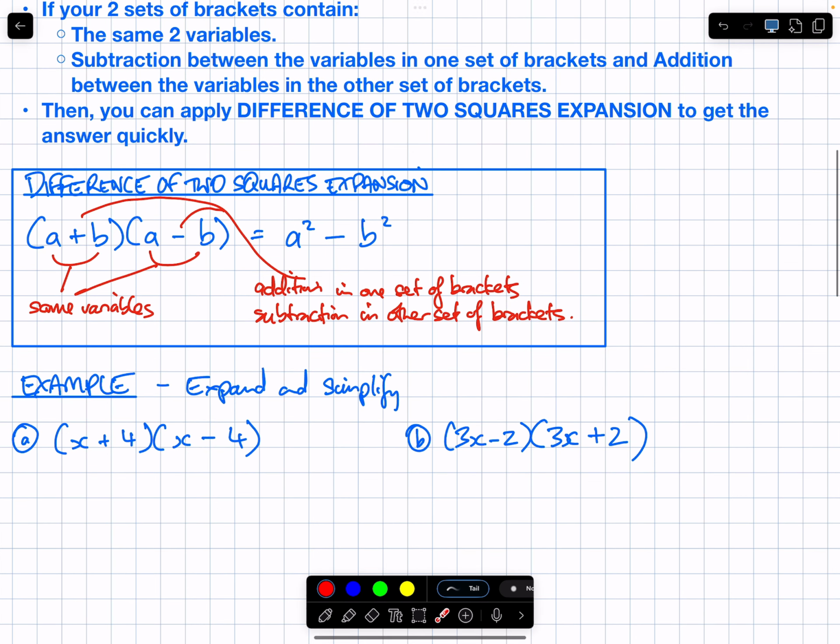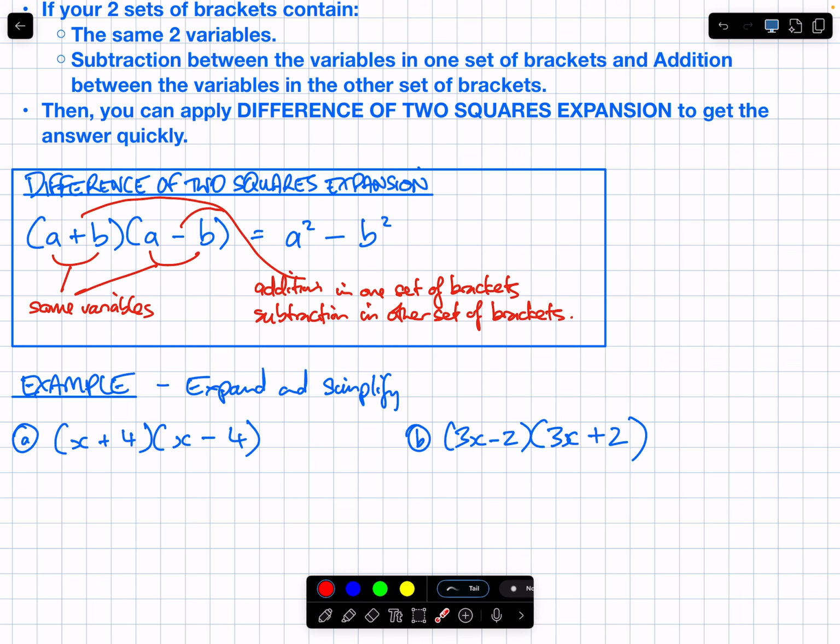All right, let's do the first example here. Example A, are there two sets of brackets? What variables are in both of them? X and 4. So do they have the same variables in both? What's the only difference between these two sets of brackets? One's plus and one's minus.